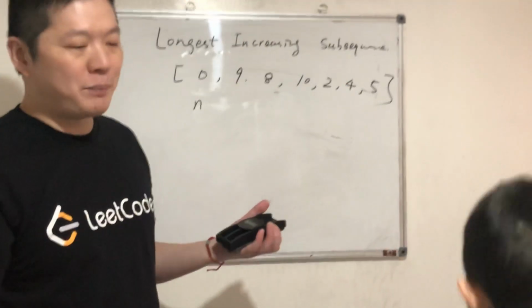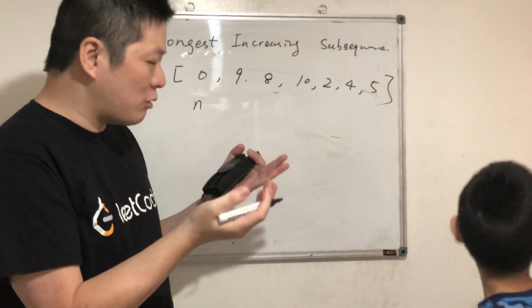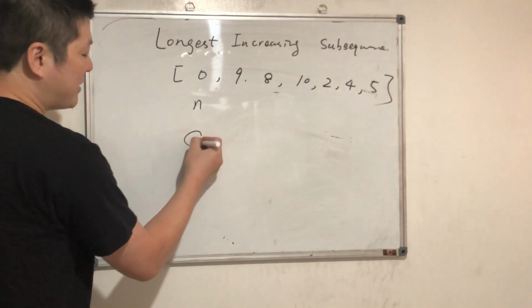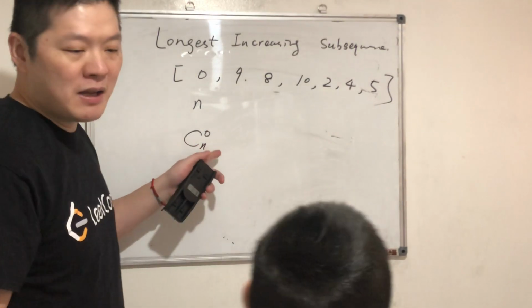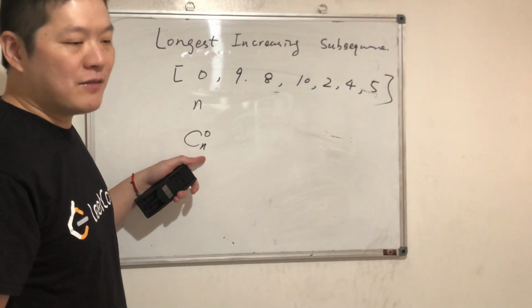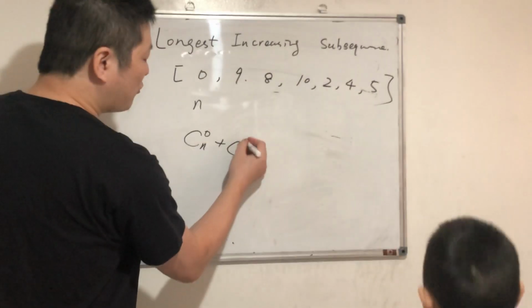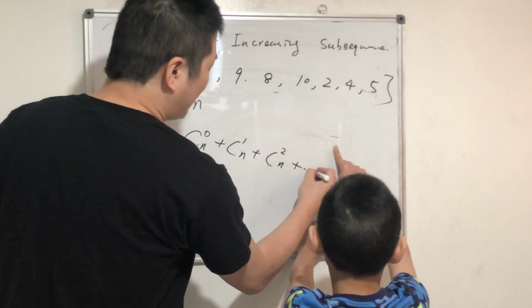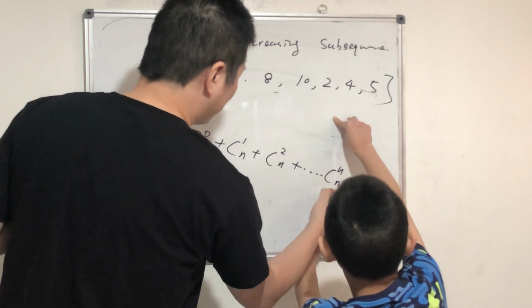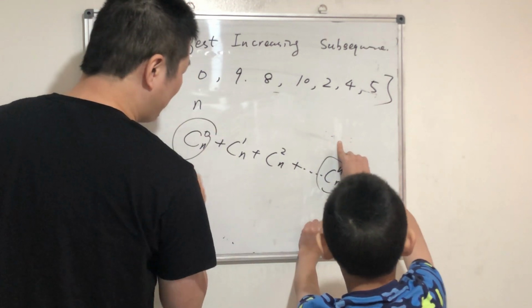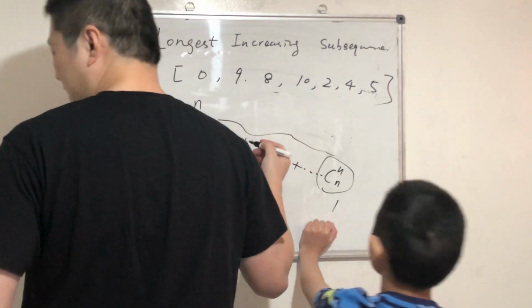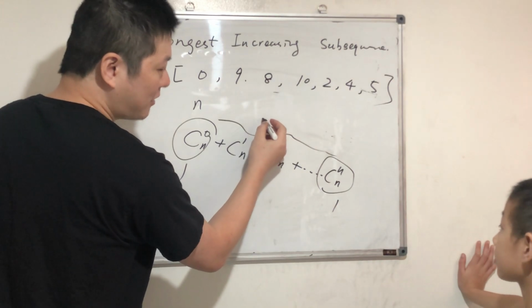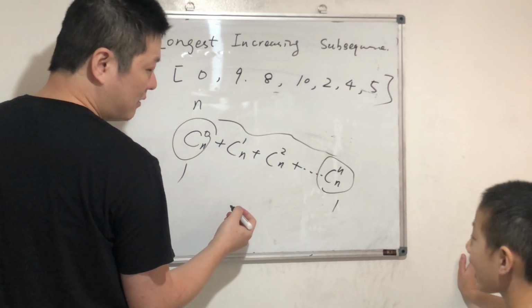In other words, with n numbers, the subsequence could be length 0, length 1, length 2, length 3, and so on. Do you still remember combinations? C(n,0) means picking nothing out of n items, then picking one thing out of n items, picking two things out of n items, and picking n things out of n items, which is only one possibility. If you add all these, what's the total number of subsequences?